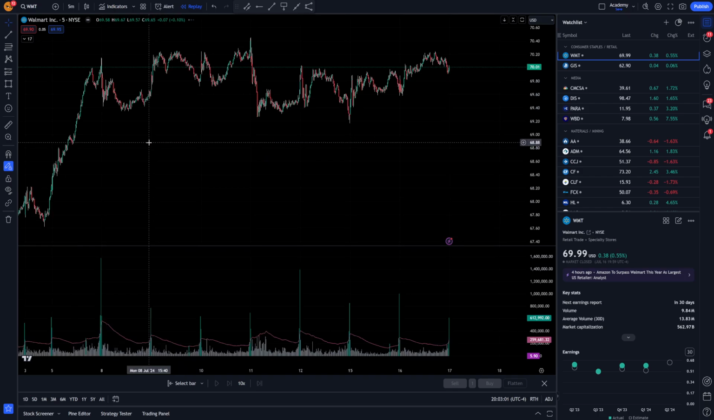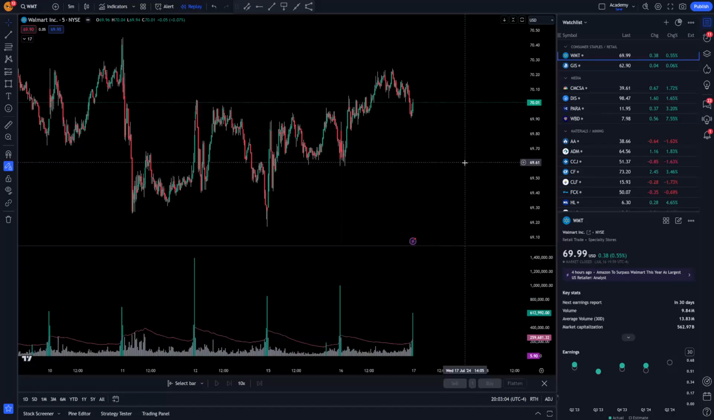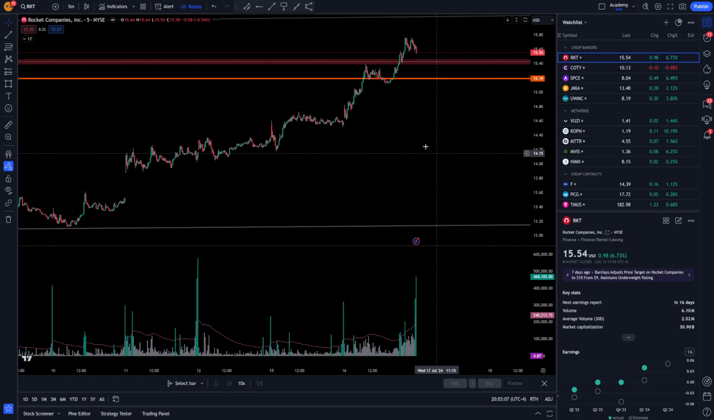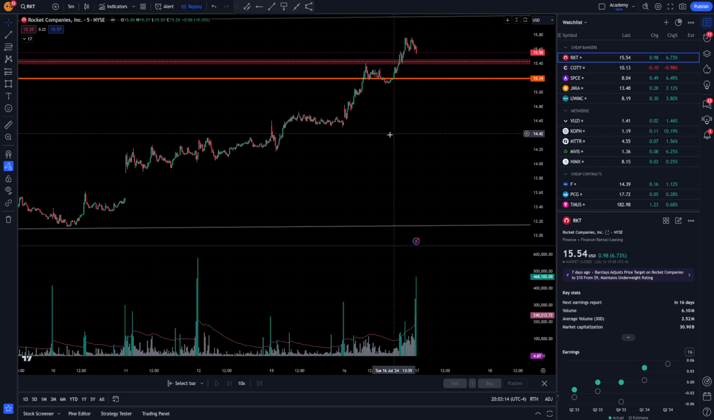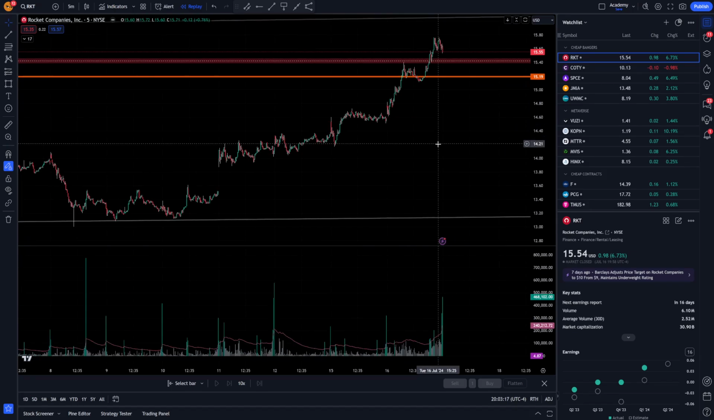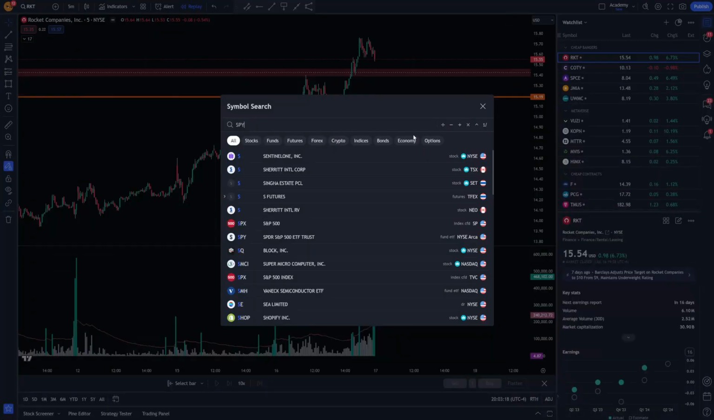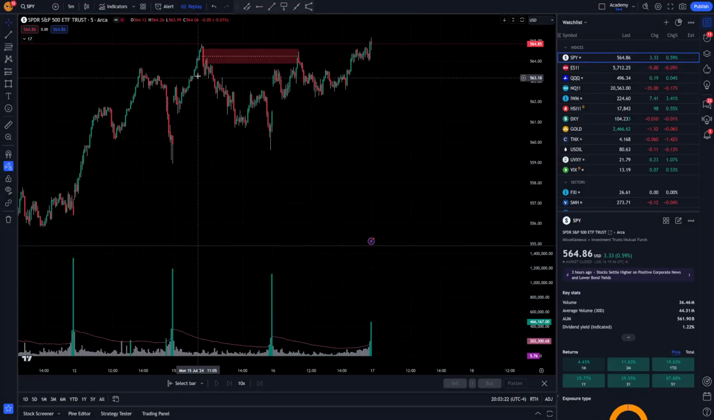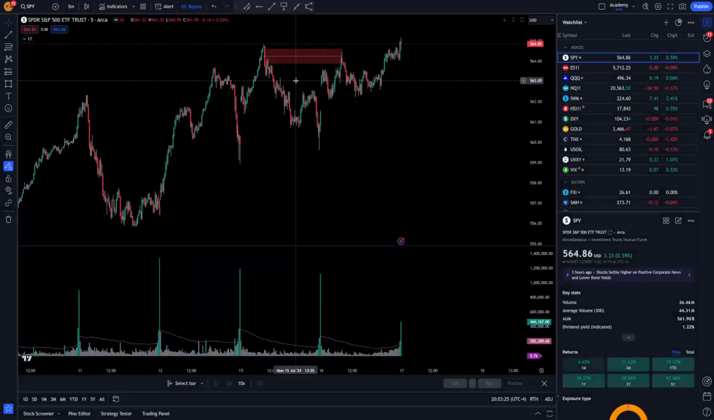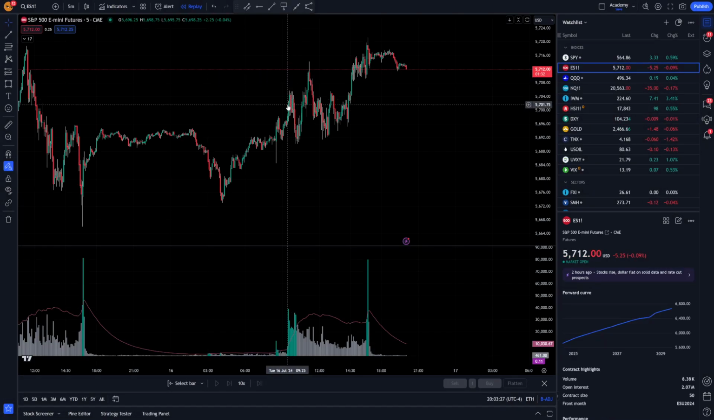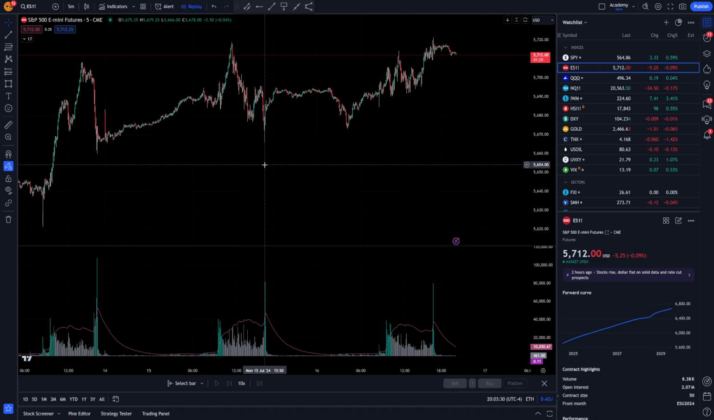Okay. But maybe even Rocket had hit a resistance at one point earlier today. I'm going to try one more time with SPY. My apologies, everyone. Or futures, rather. So, okay. No, these aren't really great examples.